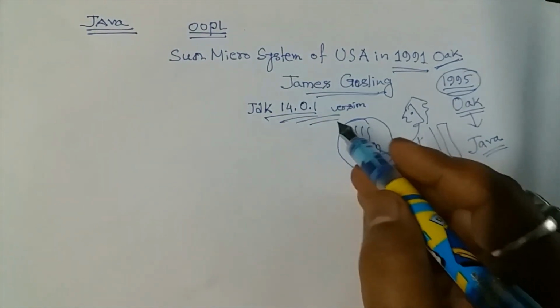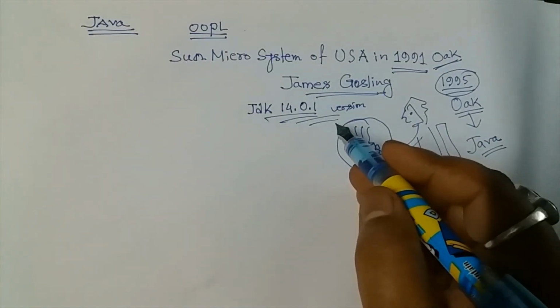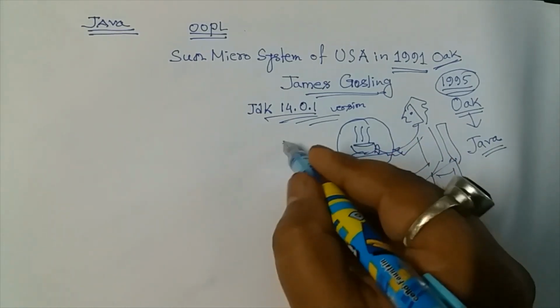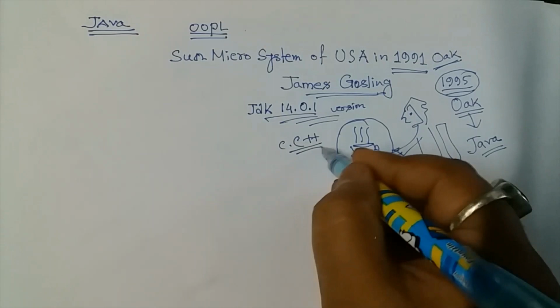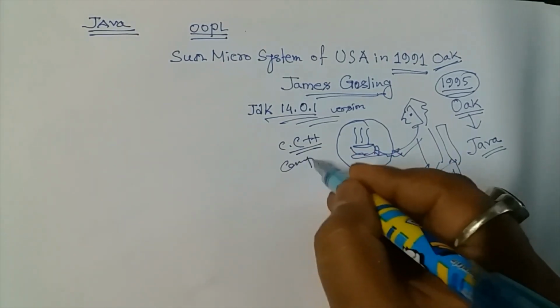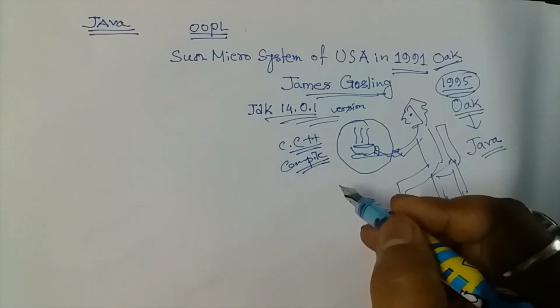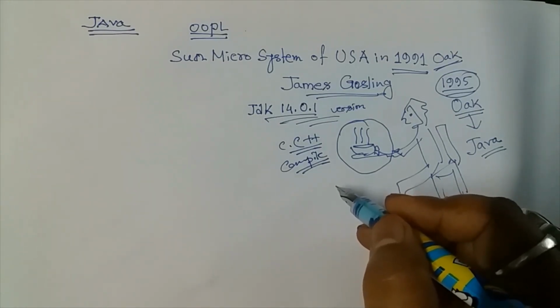Java is a compiler based and interpreter based language. C++ is a compiler based language, but Java is both, that means compiler and interpreter based language.